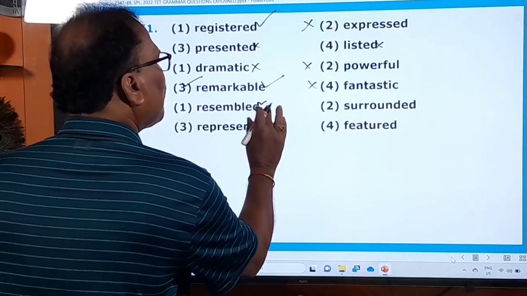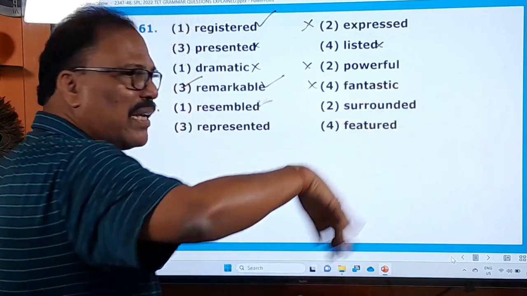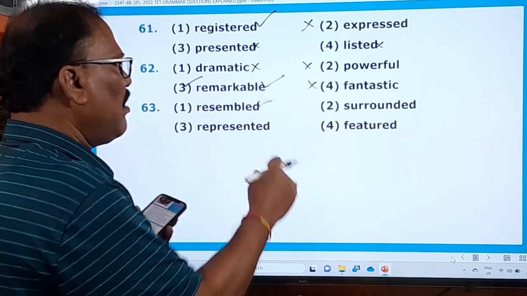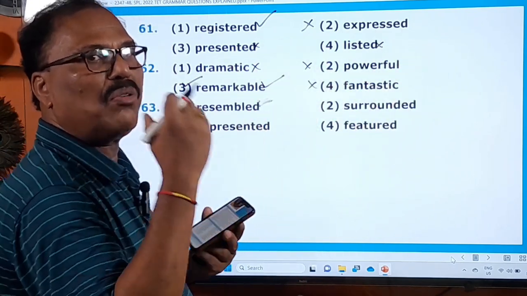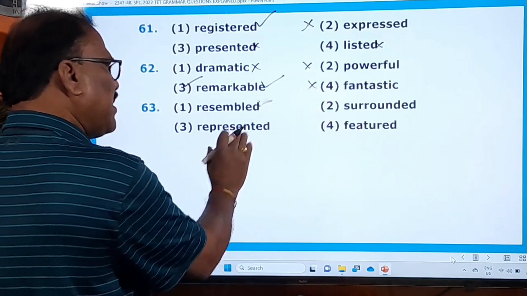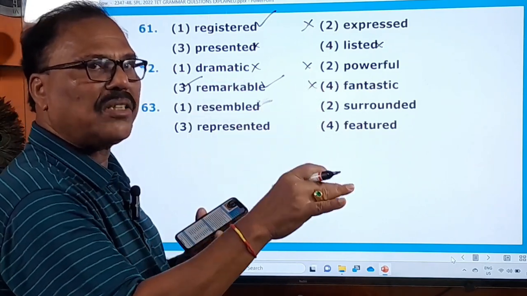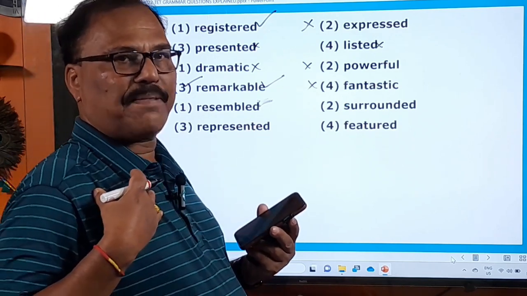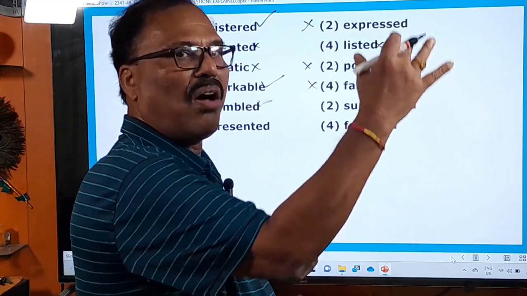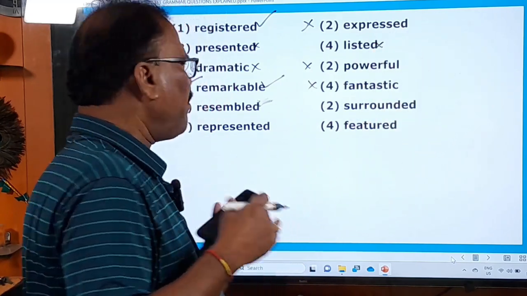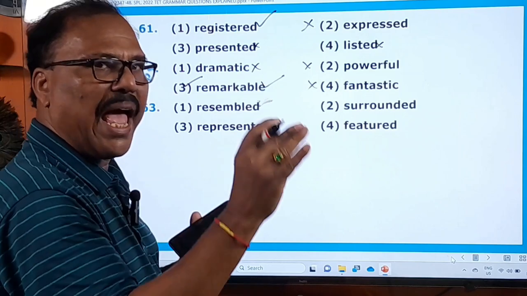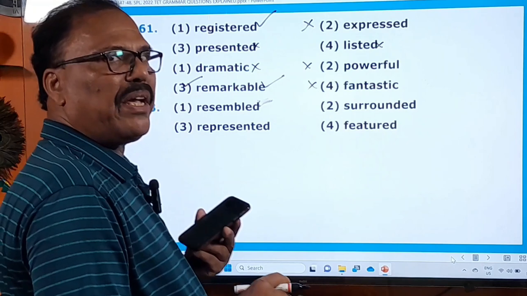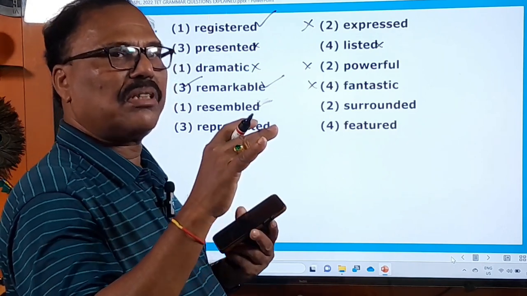Resembled means looked like. Surrounded means encircled or enclosed, to be on all sides. Yes, the police surrounded the house, the police surrounded the thief. Representing means to act or do something for somebody. I'm representing my college, he is representing his office. Represent means to speak or to act for somebody officially. That's called represented.